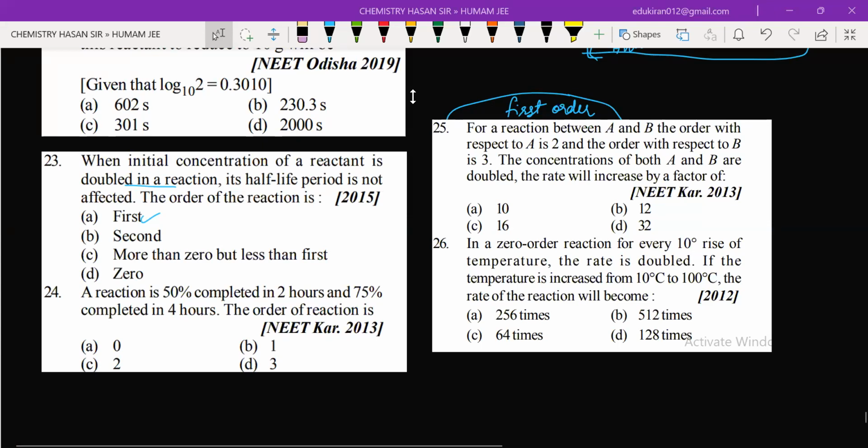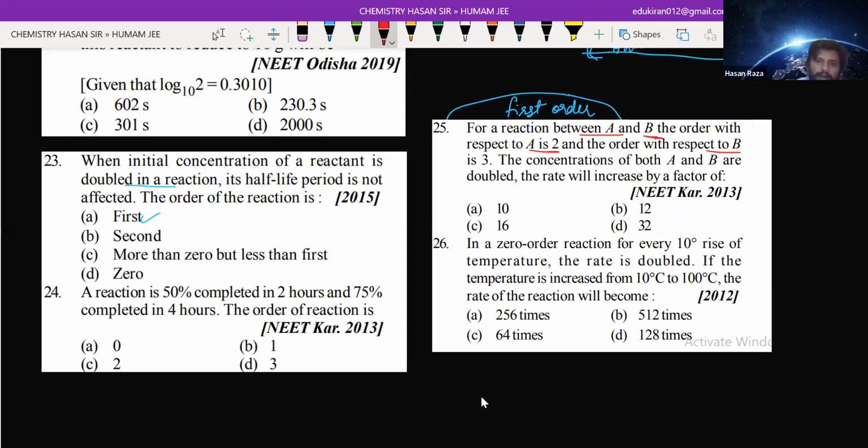Twenty-five. You are not getting it. Not a problem. It's very easy. For a reaction between A and B, that means A and B are your reactants. Order with respect to A is 2 and order with respect to B is 3. Are you getting my point? So we can easily write rate is equal to K into A to the power 2, B to the power 3.